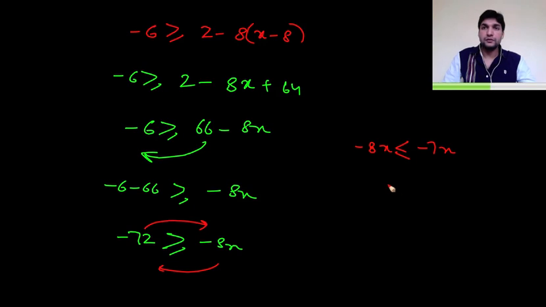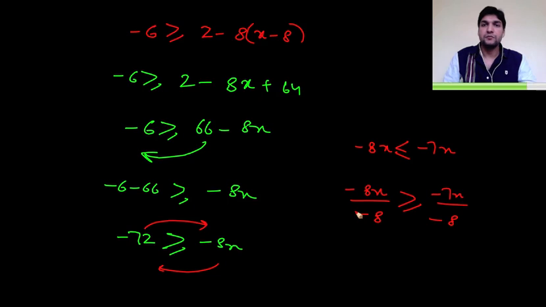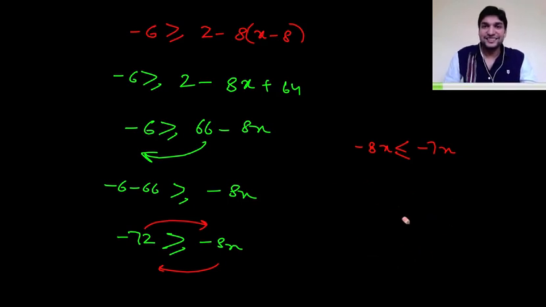Now I have to divide with a negative number, so I have to change my inequality. So this will become minus 8x upon minus 8 is greater than or equal to minus 7x upon minus 8. Minus 8 and minus 8 will cancel up, and... oh, this is 72. I'm so sorry, I made a blunder here. Sorry for my bad handwriting. It happened because of handwriting. Always keep your handwriting good. So this will be minus 72, and then that means you have to divide with minus 8.